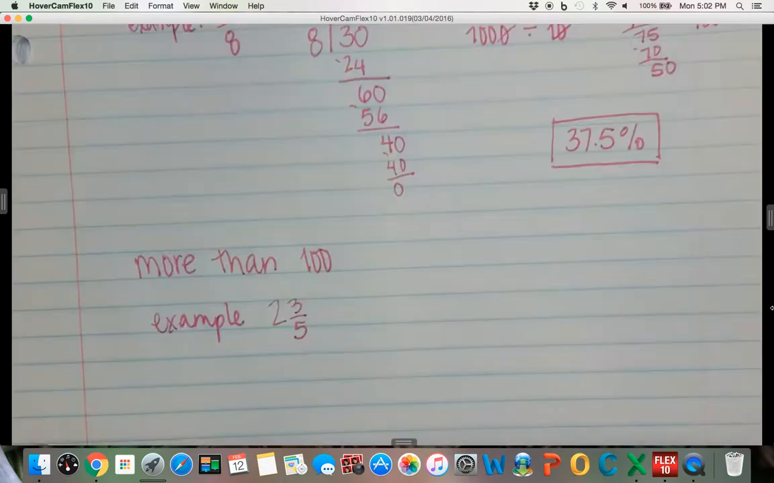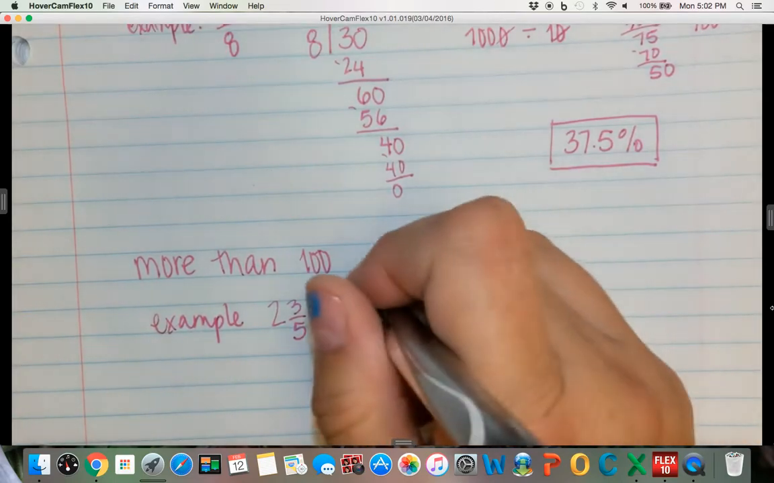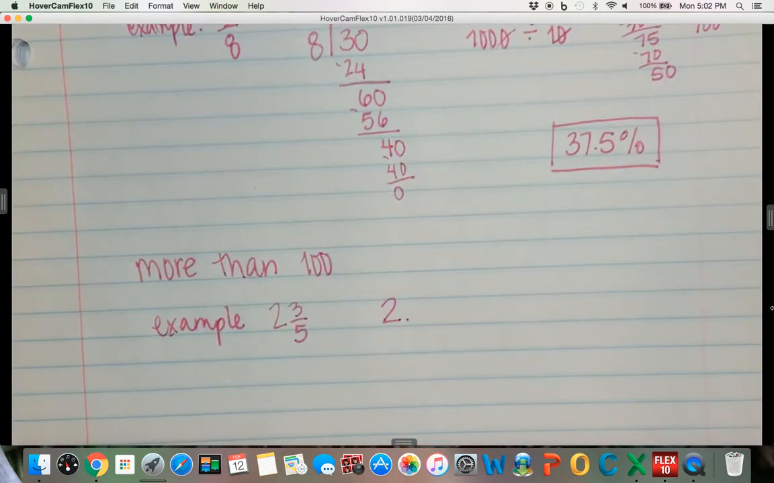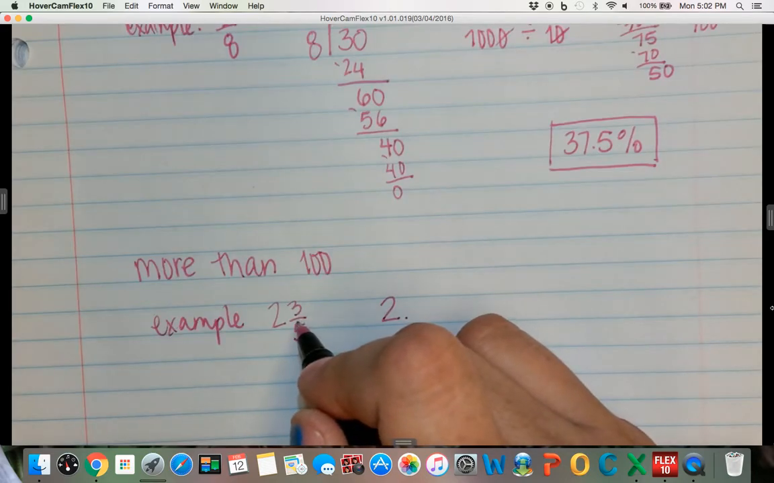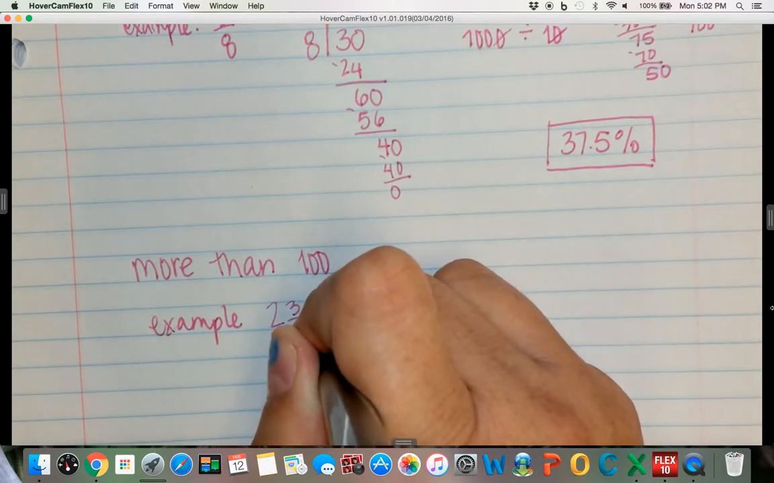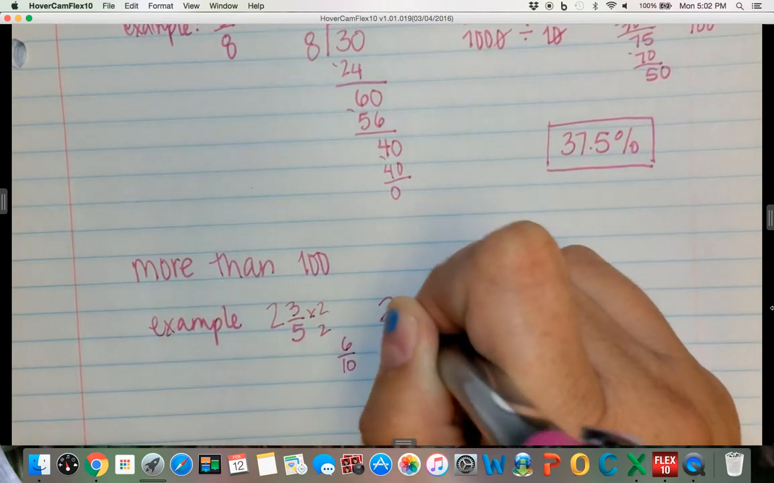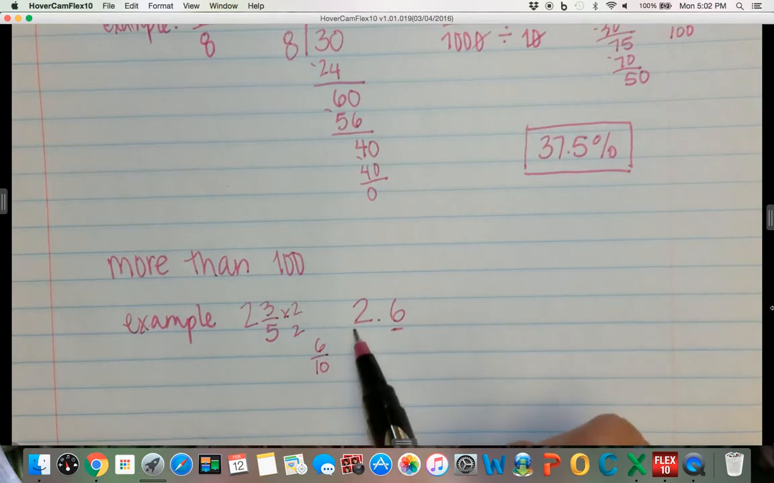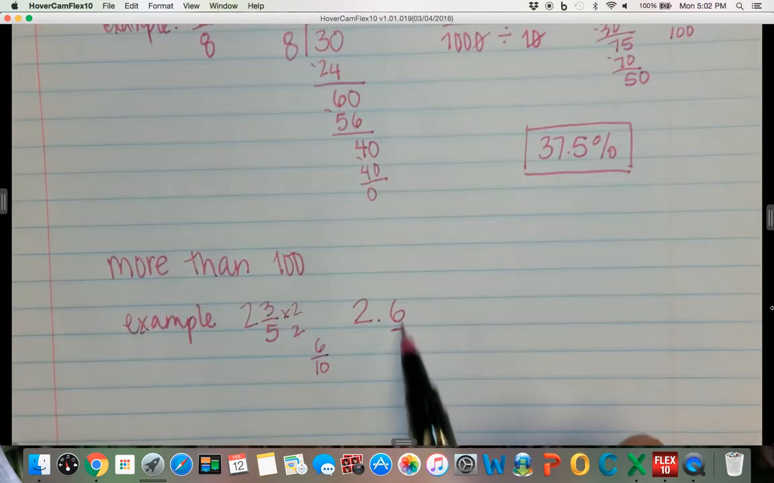If I have 2 and 3/5, I know that the 2 is a whole number and it goes before the decimal. And then 3/5, I can easily get that to 10 to make a decimal. So this would be times 2, times 2. It gives me 6/10, which is this decimal place. So this says 2 and 6/10. 2 and 3/5 is the same as 2 and 6/10.